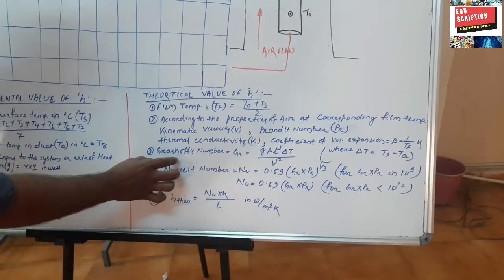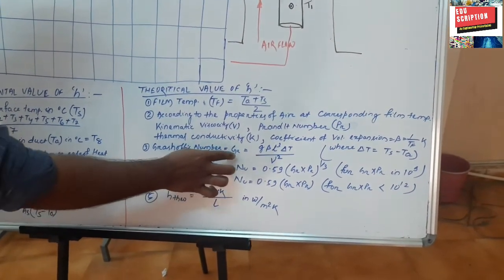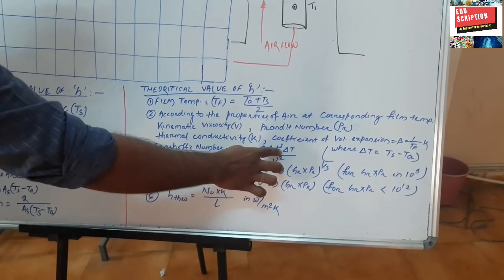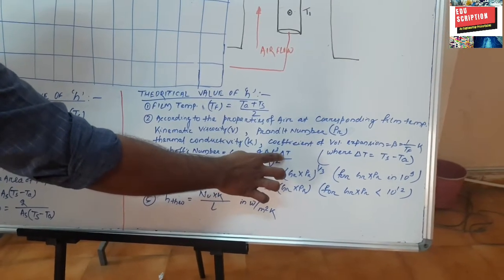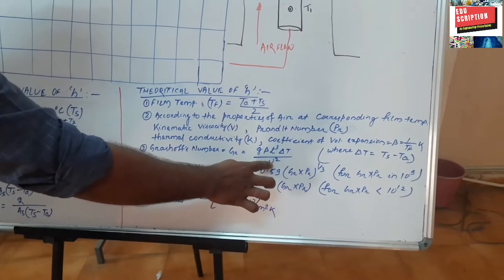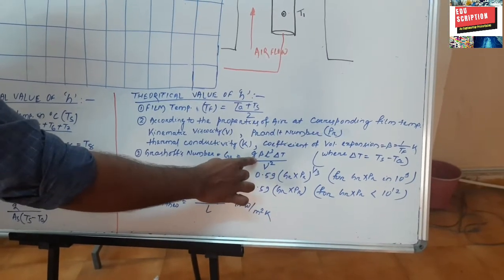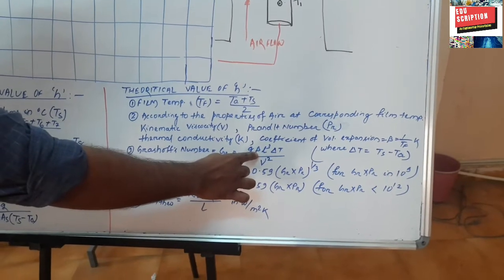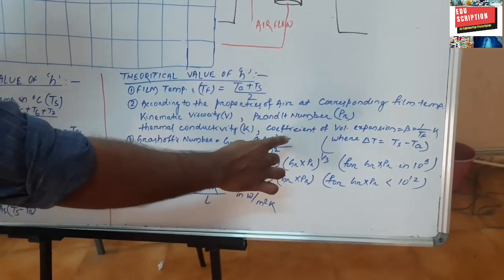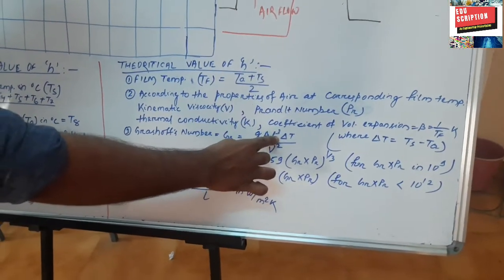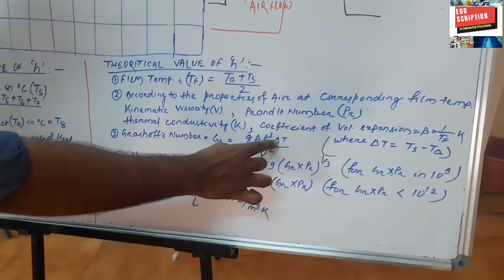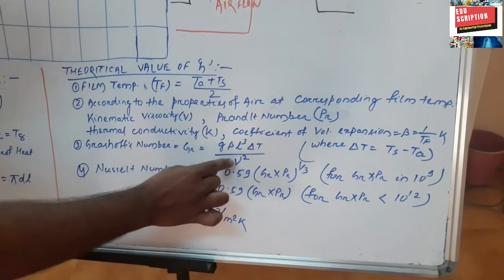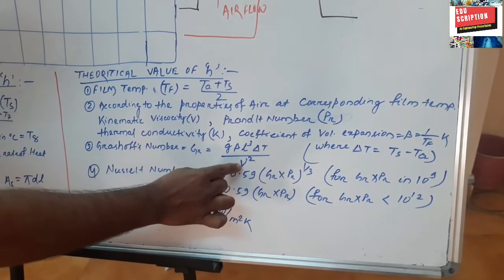After that we will calculate the Grashof number value. So Grashof number formula is equal to g into beta into L to the power 3 into delta T divided by v square. Here g is the gravitational acceleration, beta is the coefficient of volumetric expansion, L is the length of the brass tube, delta T is Ts minus Ta, and v is the kinematic viscosity value.